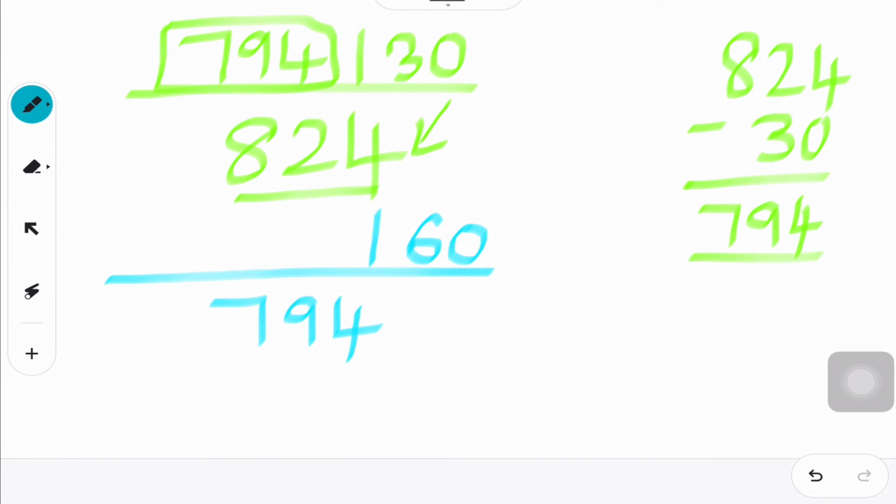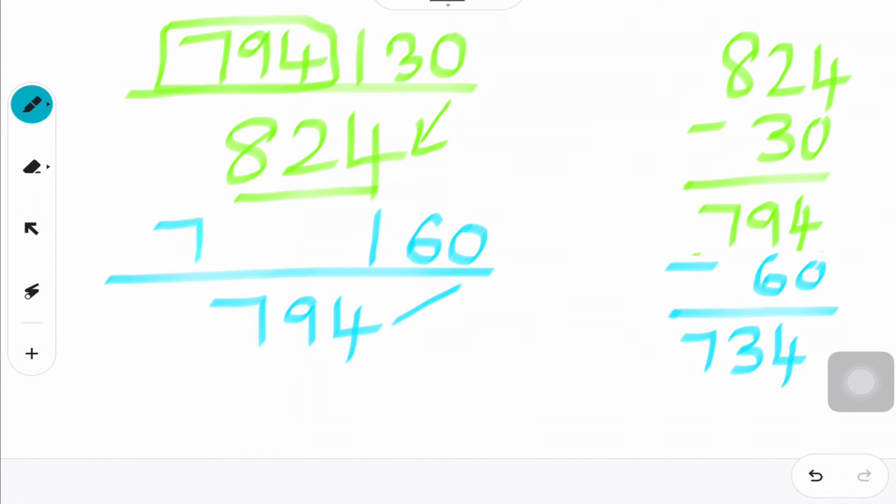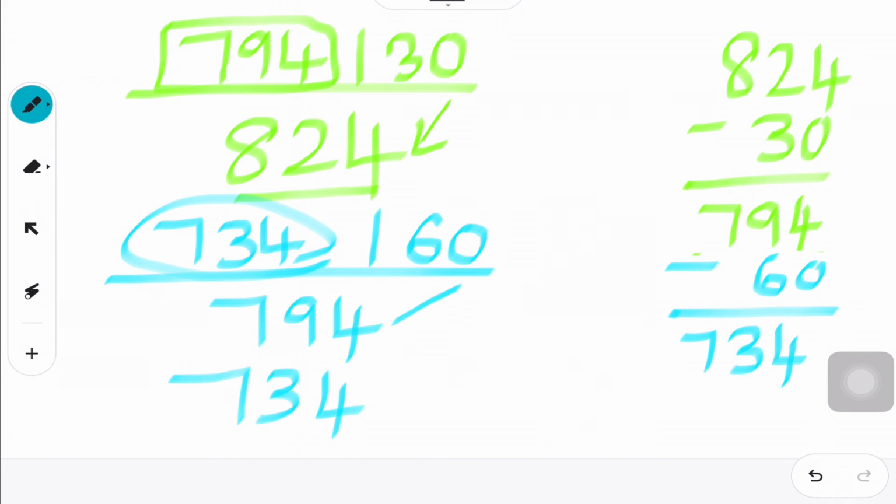So when you take off this 60 from 794, then you will get what John actually has. That is 794 minus 60 is 734. So 734 is the number of stamps John has. So to this 734, if you add 60 more, that is what Bob has.